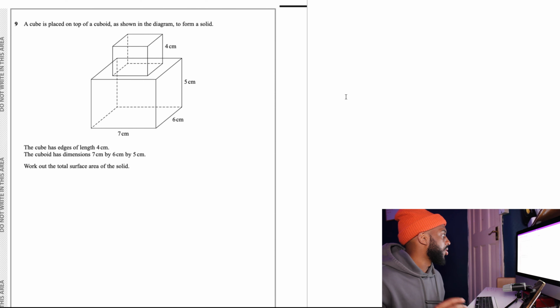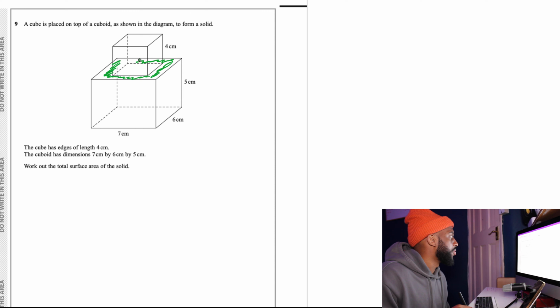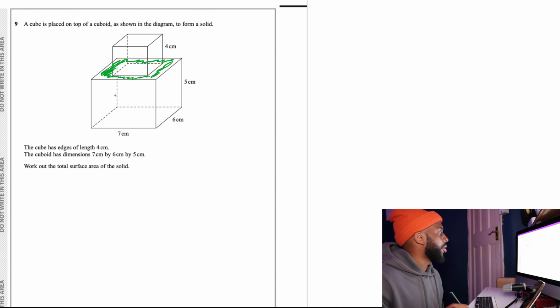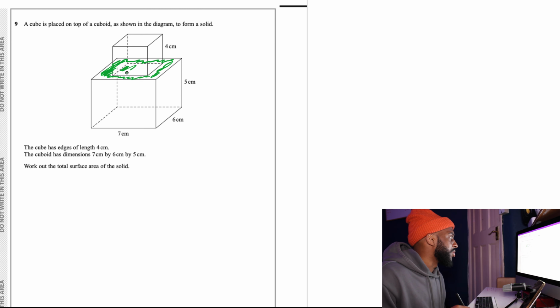Now we're going to be looking at surface area. So we need to find the surface area of this shape. The tricky part of this is finding the area of the top of that bottom cube, if you see what I mean. So we're going to have to find the area of the top of that cube, and minus the area of the base of the cube on top, if that makes sense, to find that surface area.